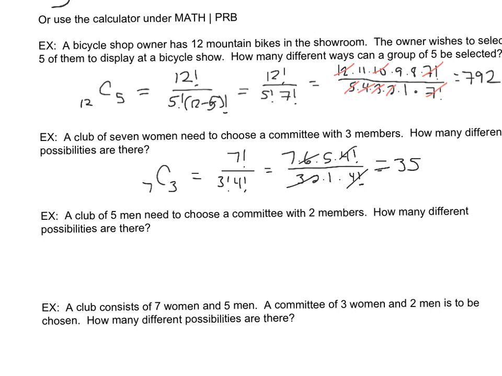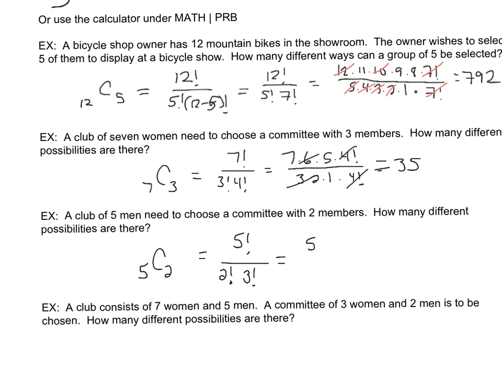All right, this next one says a club of 5 men need to choose a committee with 2 members. So same idea. So 5 choose 2, which is going to be 5 factorial over 2 factorial, and then (5 minus 2) factorial, which is 3 factorial.